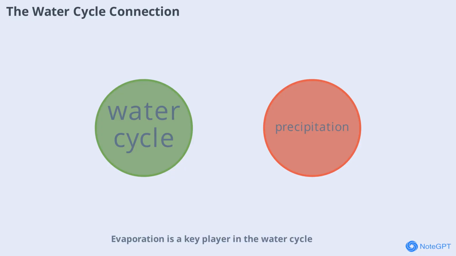Evaporation is a key player in the water cycle, the process that moves water around our planet. When water from oceans, lakes, and rivers evaporates, it rises into the atmosphere as water vapor. Eventually, this vapor cools and condenses to form clouds, which later release the water back to Earth as precipitation. Without evaporation, the water cycle would come to a halt, and life as we know it would be very different. This invisible process keeps our environment balanced and thriving.